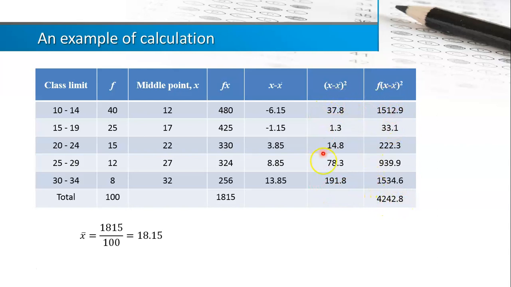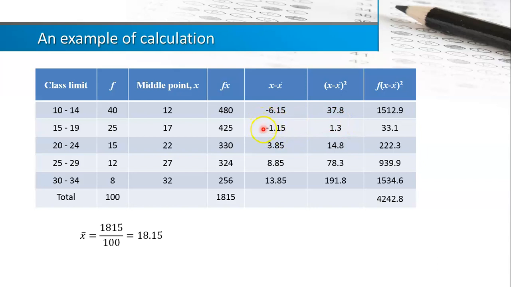Don't forget to multiply the 37.8 here with the frequency. The frequency is 40, so you have to multiply this squared value with the 40. So 40 times 37.8, you get 1512.9.